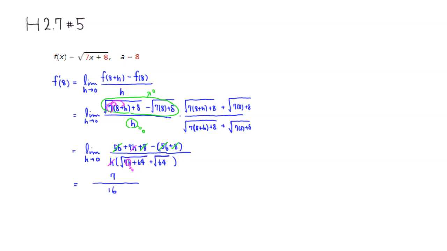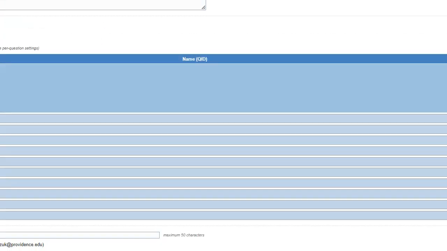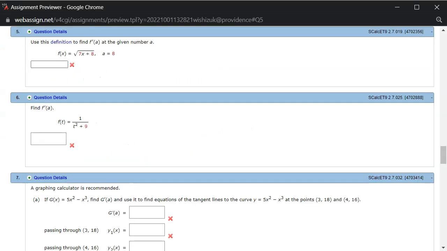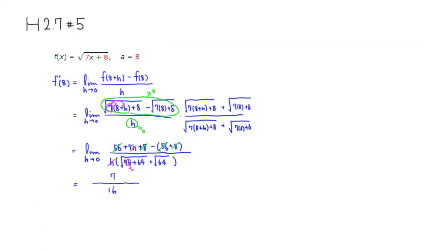So let's type it in. Here we have 7 over 16. Let's check the answer. I came back and it looks like we got this one correctly. That's it. I hope that this was clear.